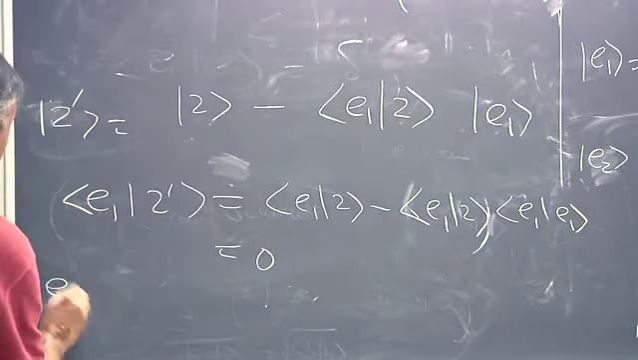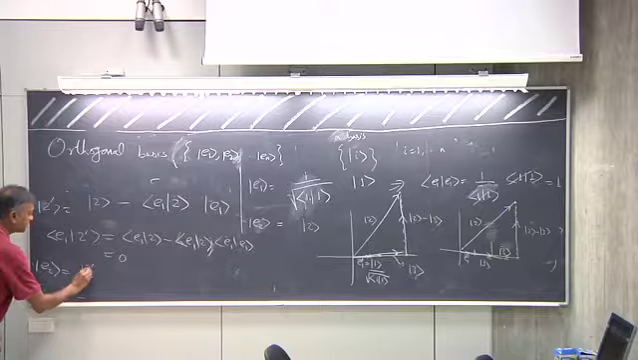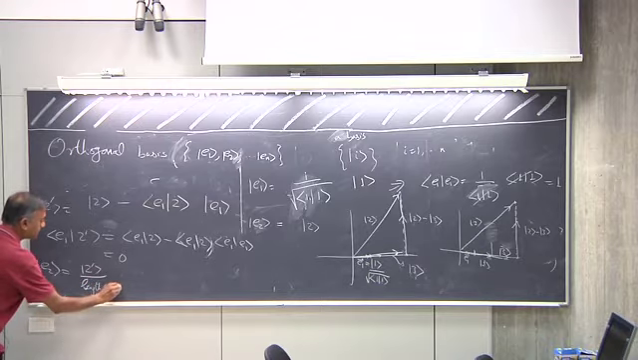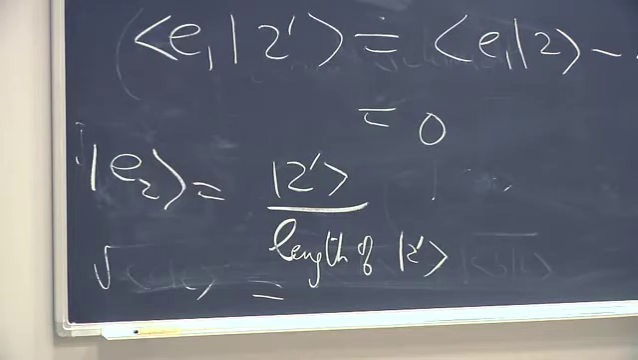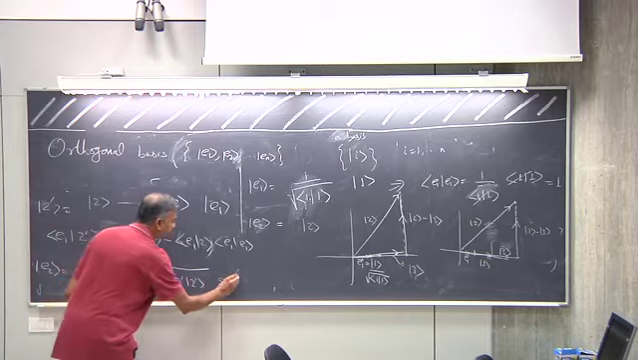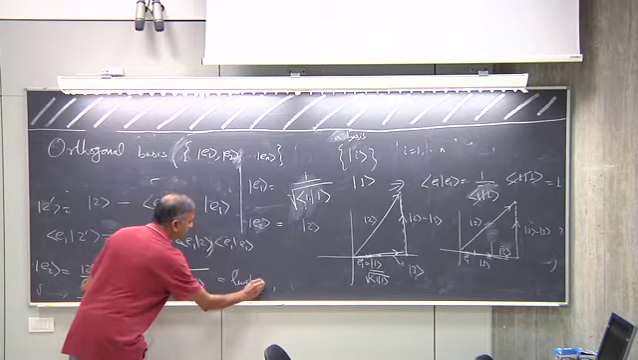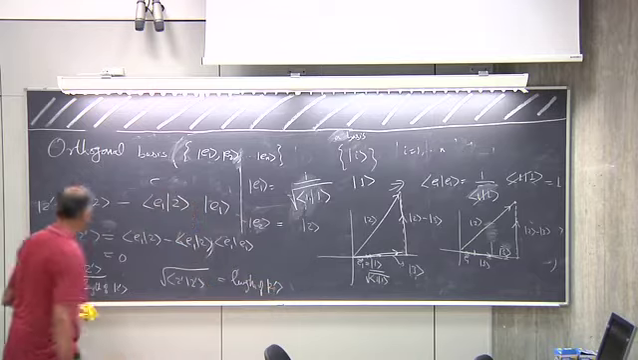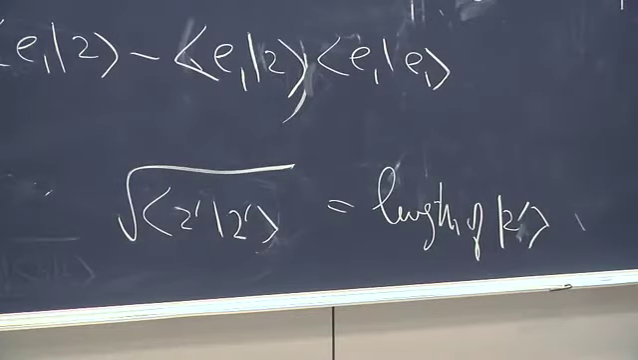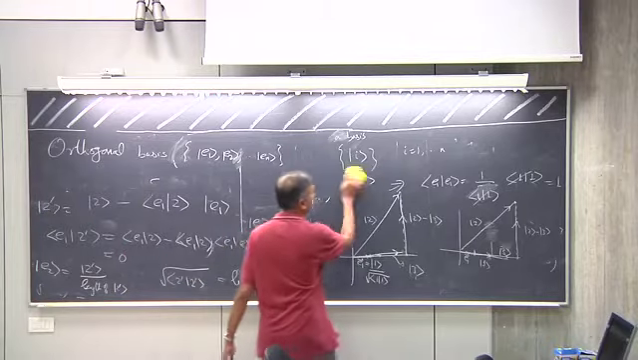So you just define E2 as the vector 2 prime divided by the length of 2 prime. Okay. The length of 2 prime is simply the square root of 2 prime squared. This is the length, right? That gives you the second orthogonal vector. Now you can keep going. Now for the third vector, I have to take the third vector and remove from it the projection along the first and second. Okay. So now I can write down a general formula.